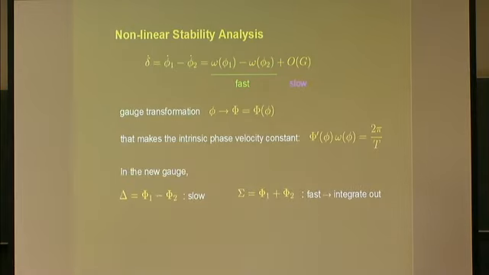In this new gauge, the phase difference is a slow variable, and the phase sum is the fast variable, and we integrate over one cycle to eliminate this variable. Then we have a very simple equation for the phase difference described in terms of an effective potential for the phase difference. This is the reduced dynamic equation.